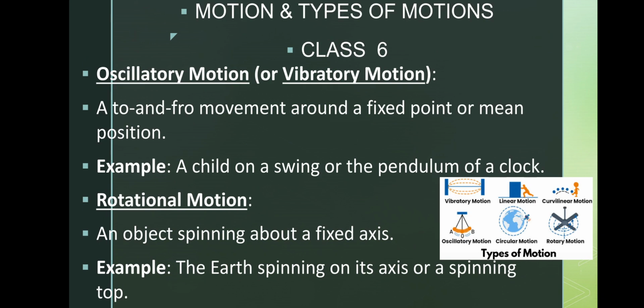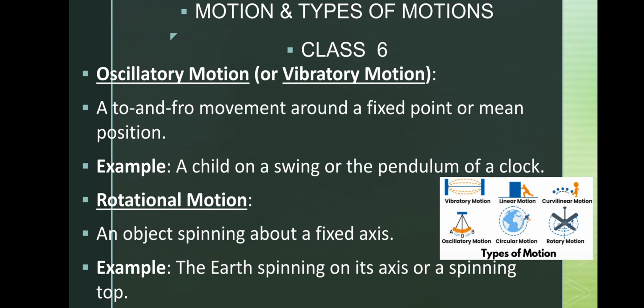Then oscillatory motion, or it is also known as vibratory motion. A to and fro movement around a fixed point or mean position. A child on a swing, these are the examples, or the pendulum of a clock. Then you can see here vibratory motion diagrams. Then linear motion diagram is also shown. That person is pushing an object, that is a cupboard.